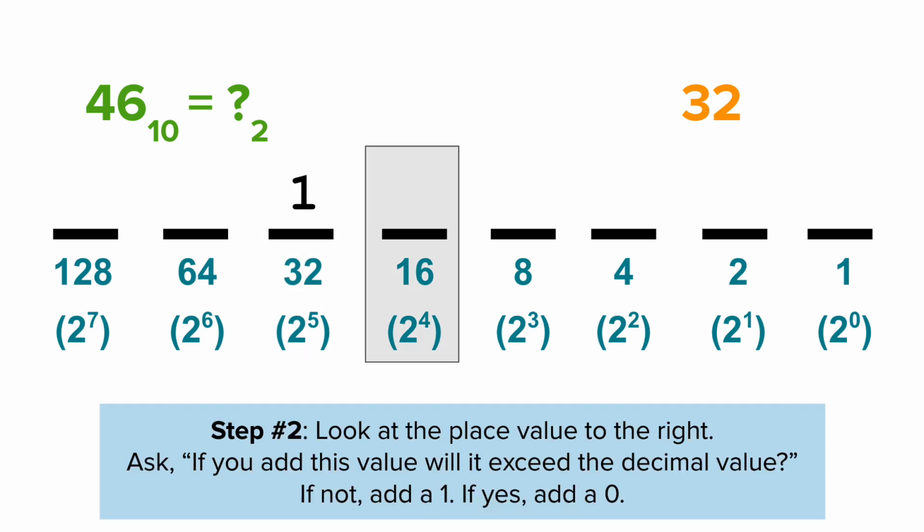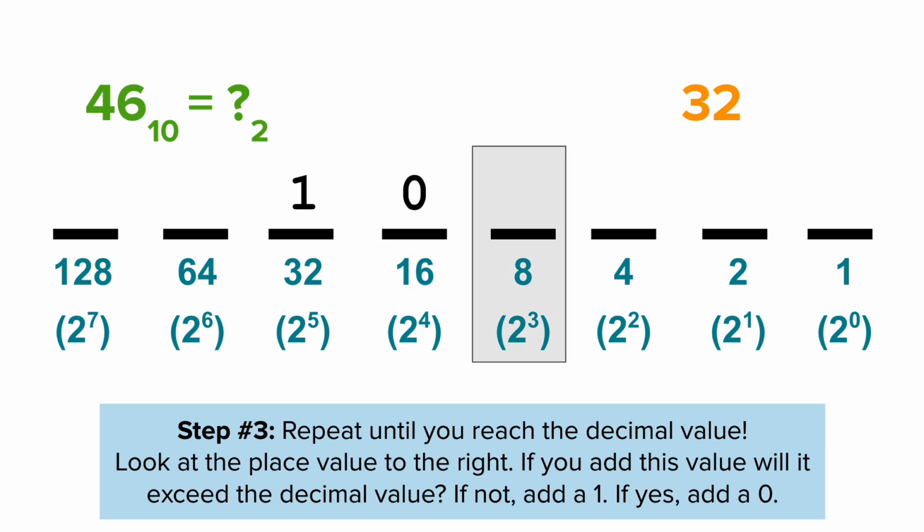Step number 2, look at the place value to the right, and then ask, if you add this value, will it exceed the decimal value? If not, add a 1. If yes, add a 0. So in our example, the 16th place is the place value to the right. If we add 16 to 32, we get 48. This exceeds our decimal value of 46, so we'll add a 0 for the 16th place.